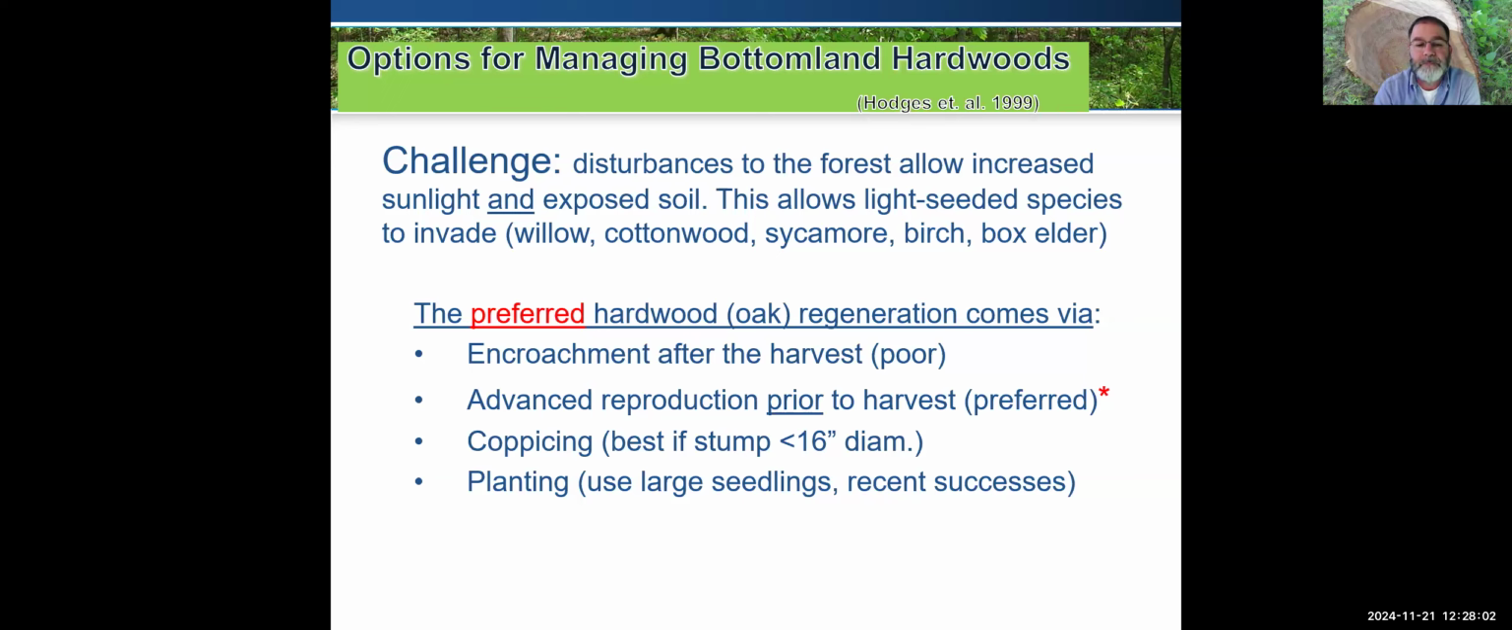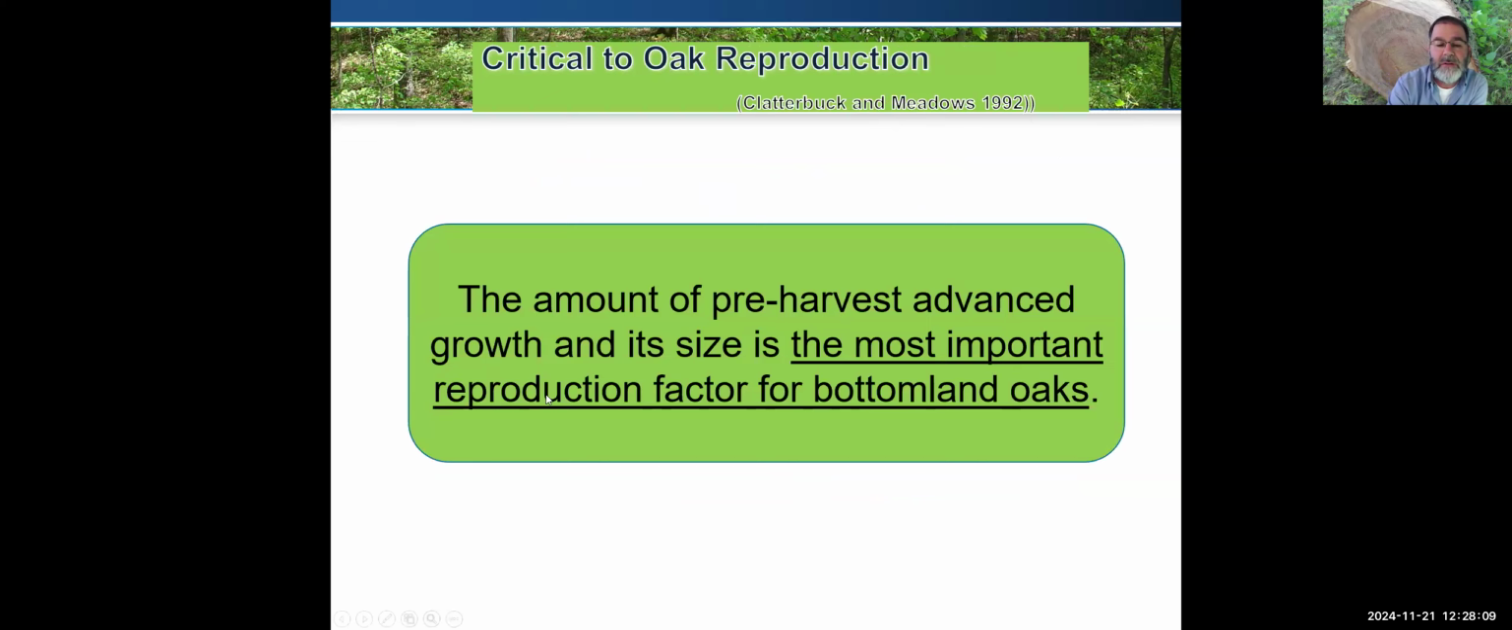Well, critical to oak reproduction is the following. And I'm really just repeating what I've just said. Essentially, it's the quantity of the advanced growth. In other words, the number of seedlings and the size of those seedlings. Those are the 2 most important reproduction factors for bottomland oaks if you want success.